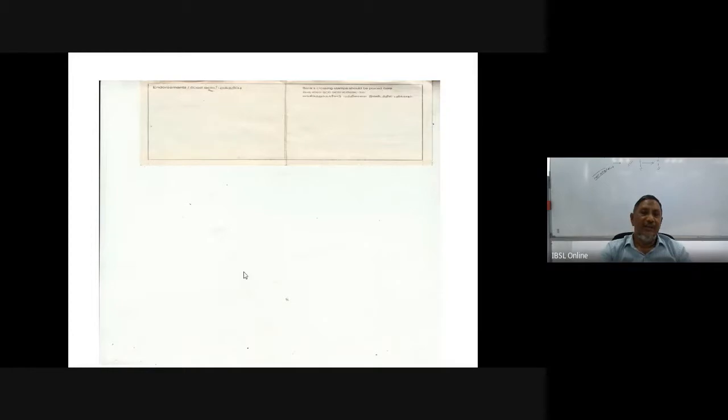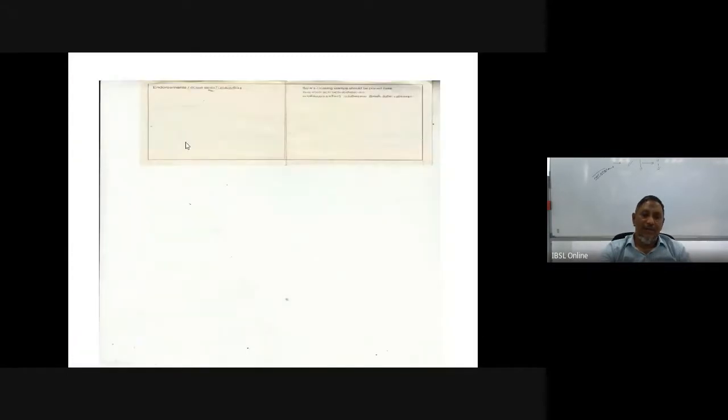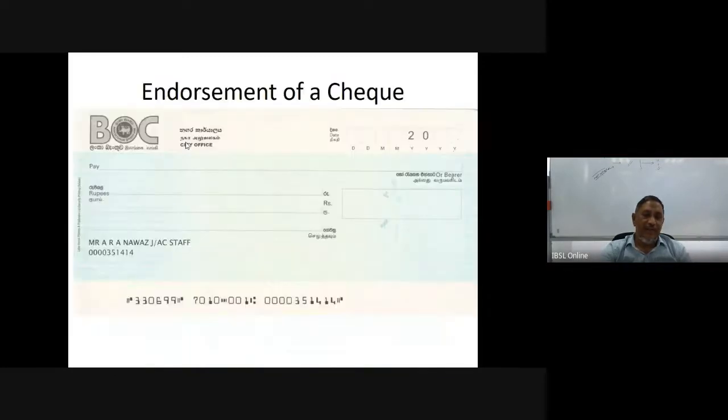On the reverse of the cheque, there are two components for the endorsements: the left-hand side, and the right-hand side for the banker to make the bank's endorsements. What are these endorsements? Writing the name as appearing on the front of the cheque. So the endorsement is not a signature. It is writing the name as it is.